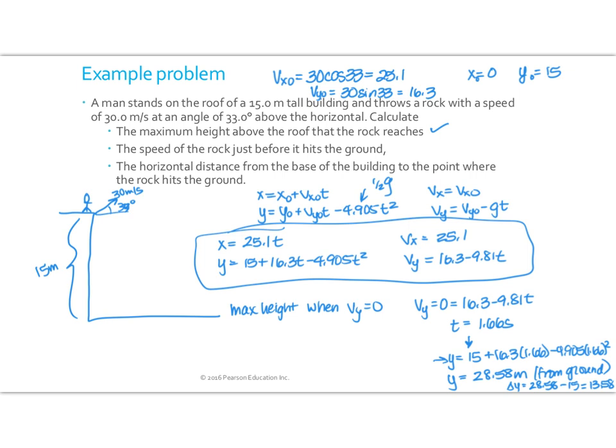So the idea is that it goes up this high, this is 13.58, and then this was the 15. Those two added together give me my 28. All right. The next two questions are going to require me to figure out how long it's in the air, because I want to find the speed of the rock just before it hits the ground and the horizontal distance it goes. Both of those require to know the amount of time that it's actually in the air.